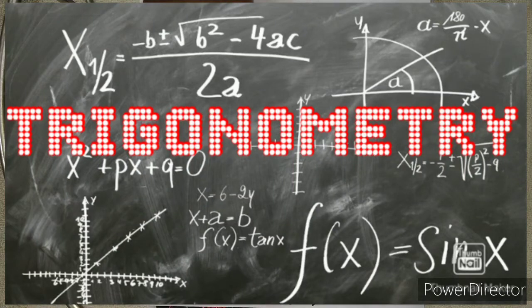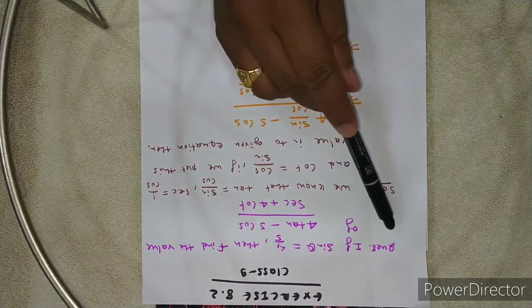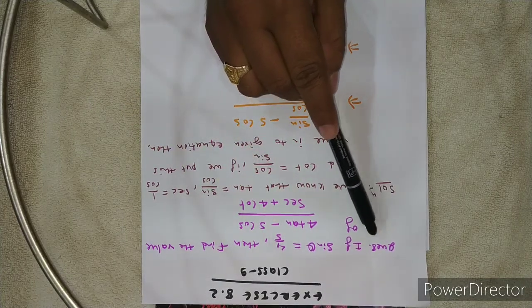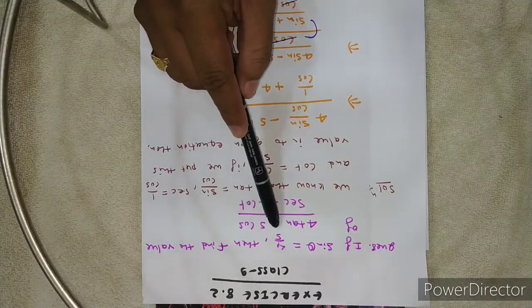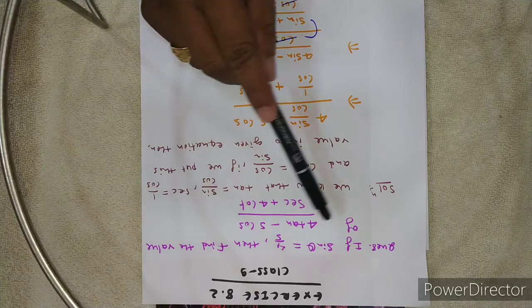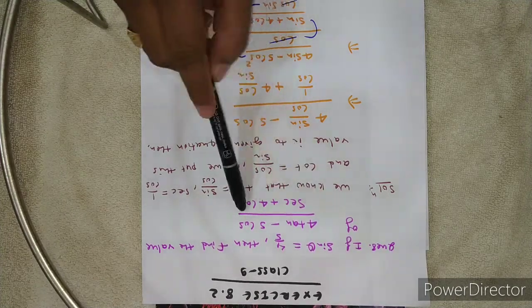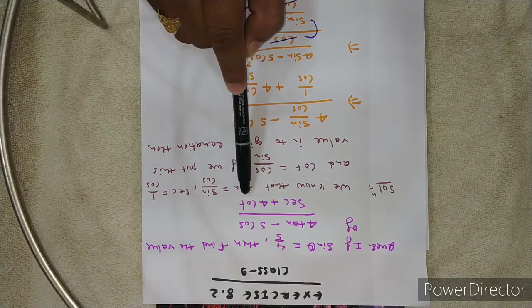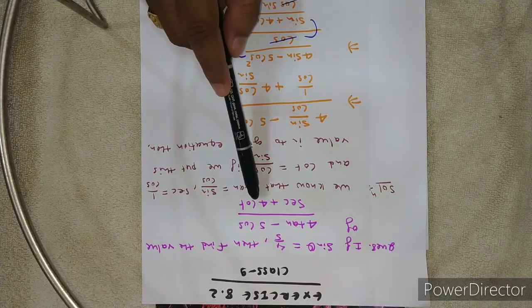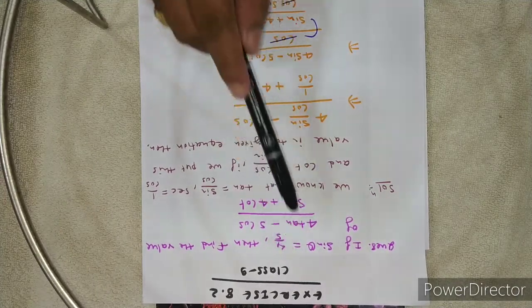Students, this is a very important question of class 9, exercise 8.2. Question 8: if sine theta is equal to 4 upon 5, then find the value of (4 tan theta minus 5 cos theta) upon (sec theta plus 4 cot theta). Okay, this is the question. We need to find the value of this by putting this value.